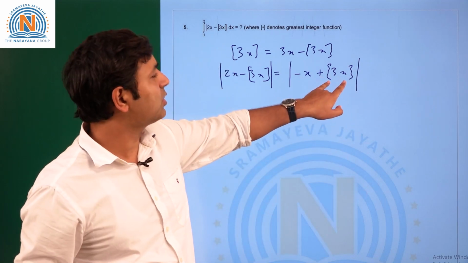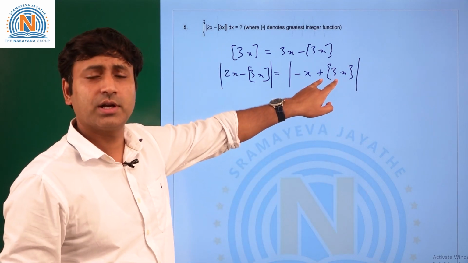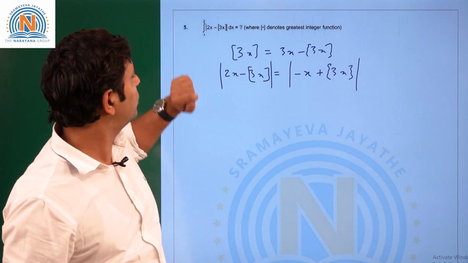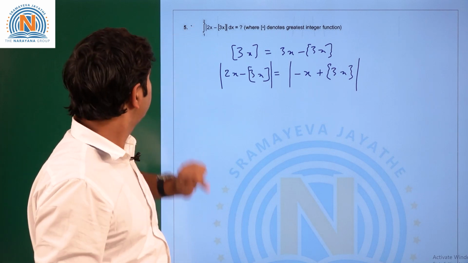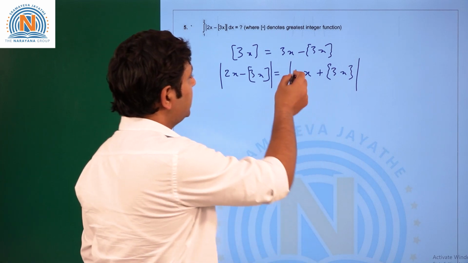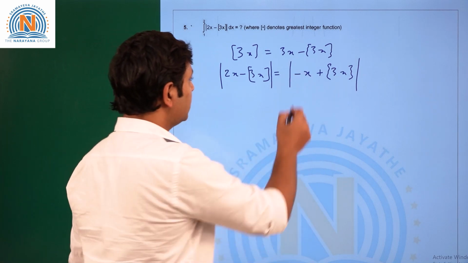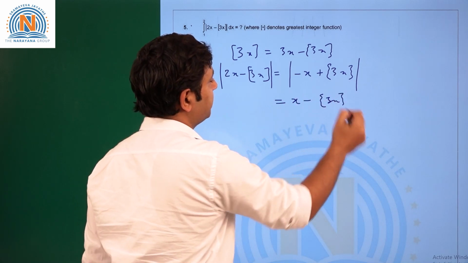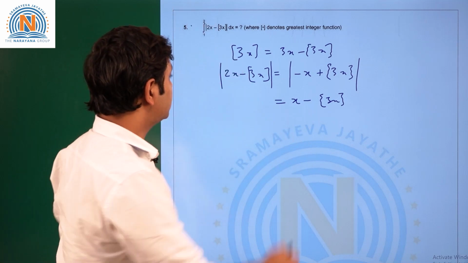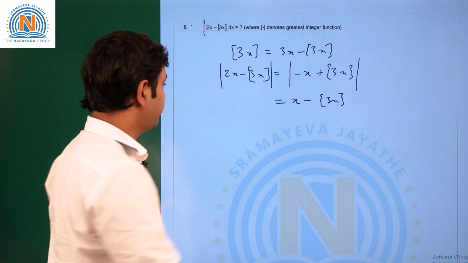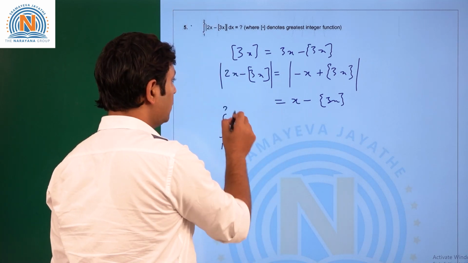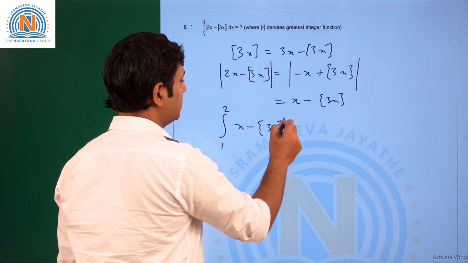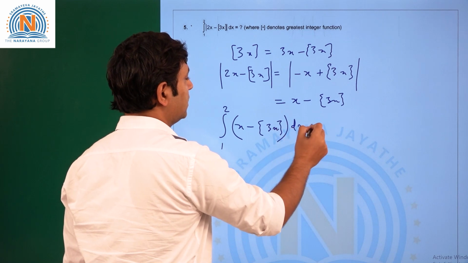Now we have to decide which of these two is greater. Notice that the fractional part always remains in the range 0 to 1, whereas x varies from 1 to 2, since the integral is from 1 to 2, which means in this case x is greater. So we'll write this mod as x minus the fractional part of 3x. After writing that, we'll substitute. Now we have to integrate from 1 to 2: integral of x minus the fractional part of 3x dx is equal to.